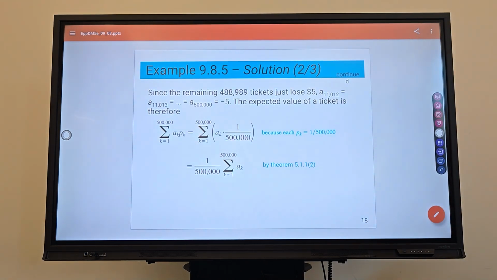Since the remaining 488,989 tickets just lose $5, those remaining values would be minus 5. The expected value of the ticket is therefore the summation of A sub k times 1 over 500,000, k equal to 1 to 500,000. Since it's a common factor, you can take out the 1 over 500,000 and just have it be the summation of A sub k, where k is from 1 to 500,000.